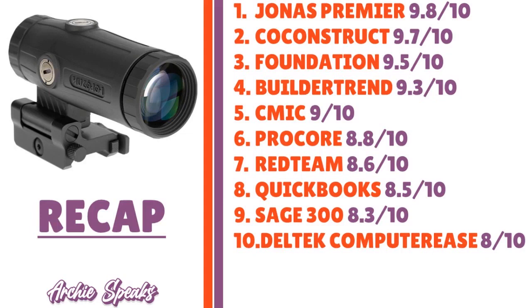Number seven, we have Redteam, 8.6 over 10. Number eight, we have QuickBooks for Construction, 8.5 over 10. Number nine, we have Sage 300 Construction and Real Estate, 8.3 over 10. Number ten, last but not the least, we have Construction Accounting by Delta Computer Systems. Our score 8 over 10.